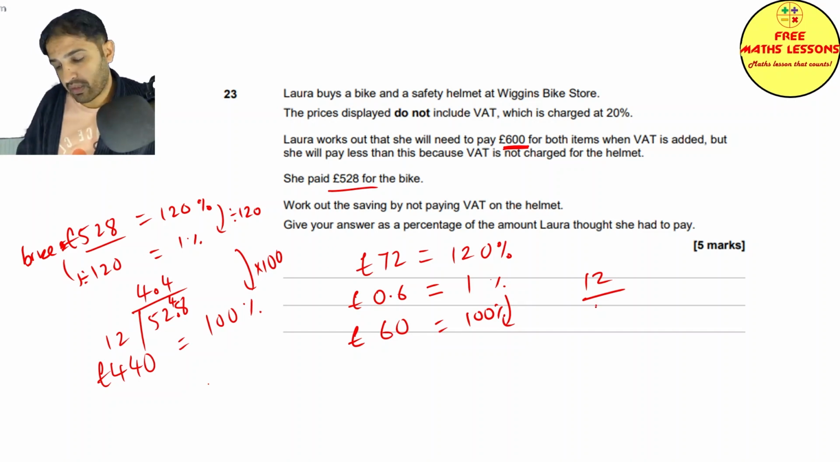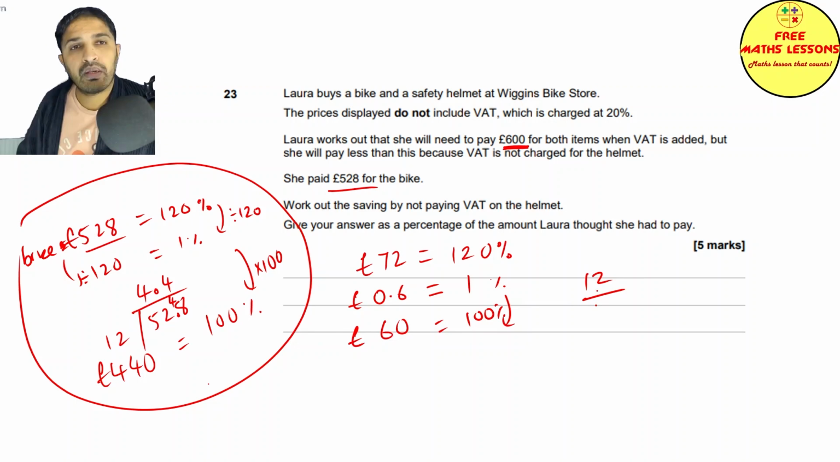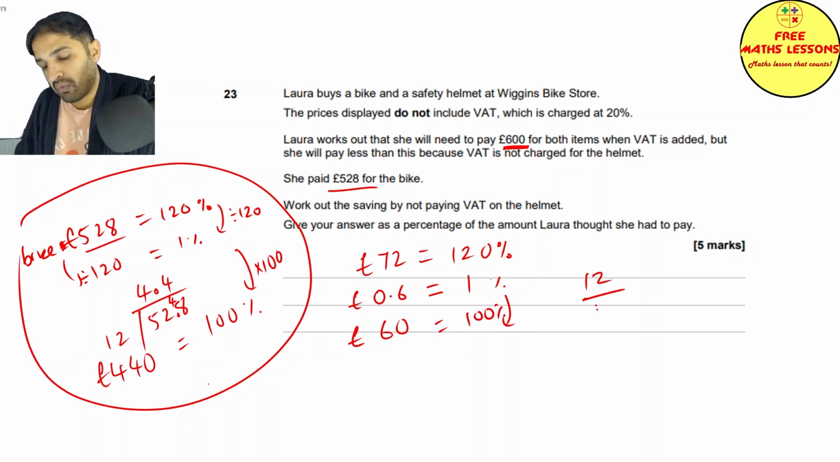Out of, to be honest, we didn't really have to work this out. We can just deal with it without doing that. So 12 over 600, and we need to work out that as a percentage. So 12 out of 600 multiplied by 100. Okay, so that's the percentage.